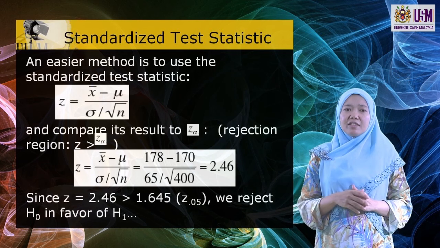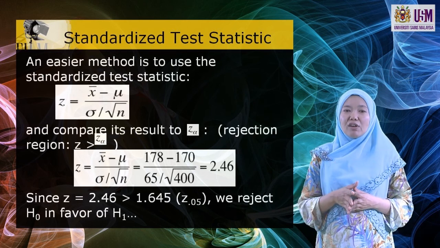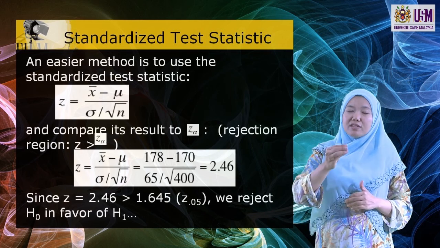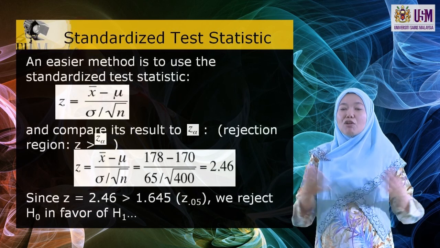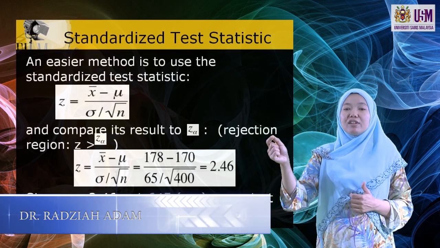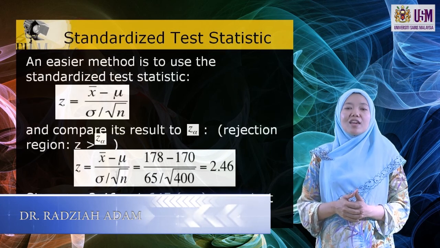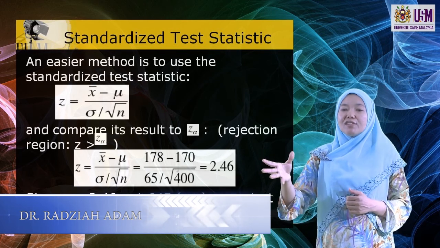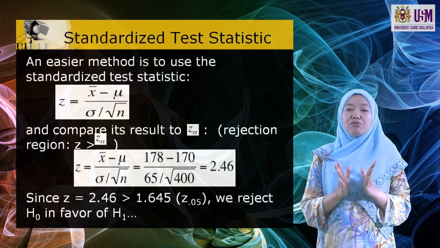In this case, what you need to do is compare your standardized test statistic result with Z alpha. This is Z alpha, the rejection region. Using the Z-score formula, you replace the values: x bar 178, mu 170, sigma 65, n equals 400. Let's say you do it wrongly, you calculate 178 minus 170, divide by 65, then only divide by the square root of 400, you won't get the same answer as mine. So what you need to do is 178 minus 170, you get 8. Put it aside. The square root of 400 is what? 65 divided by the square root of 400, you get something. Then only 8 divided by the answer, then you get 2.46.